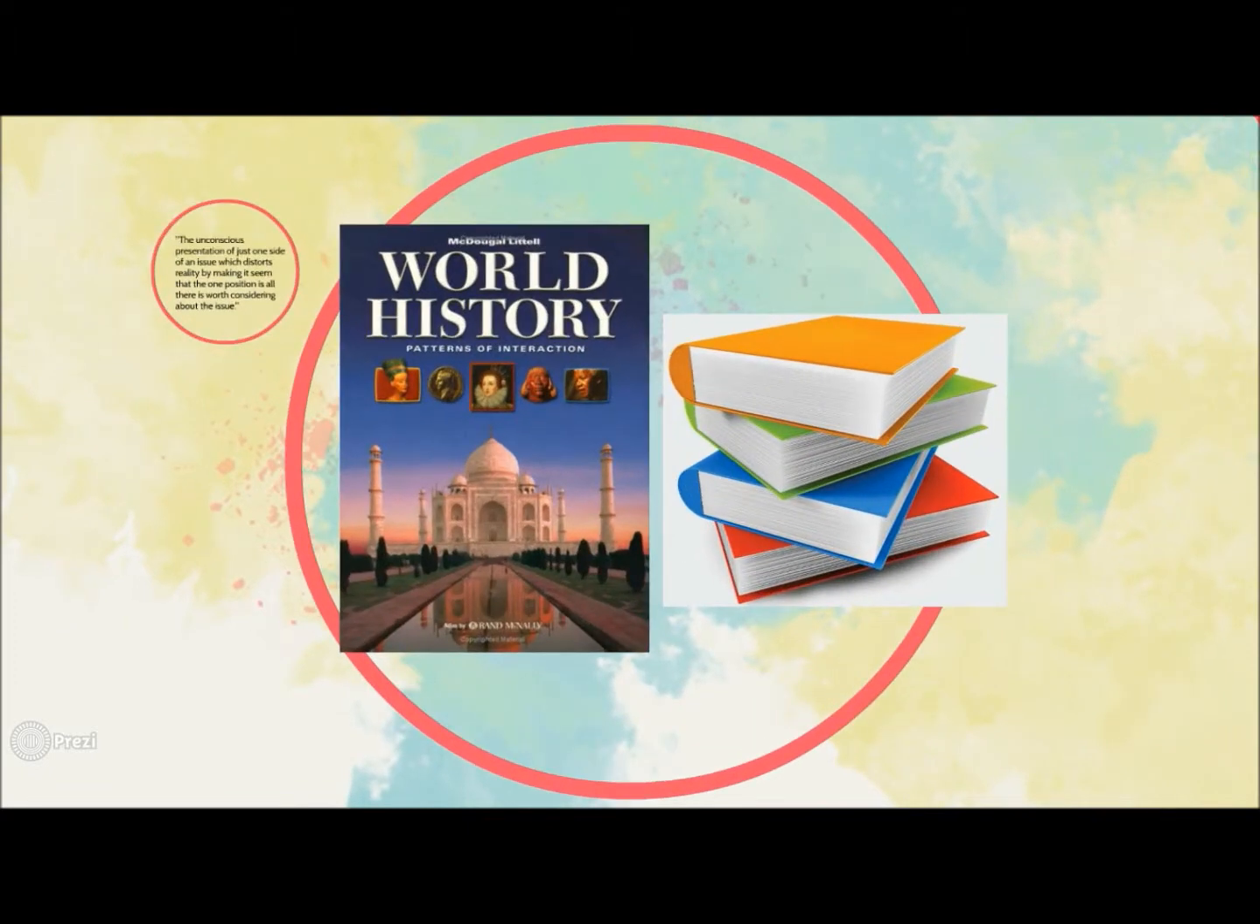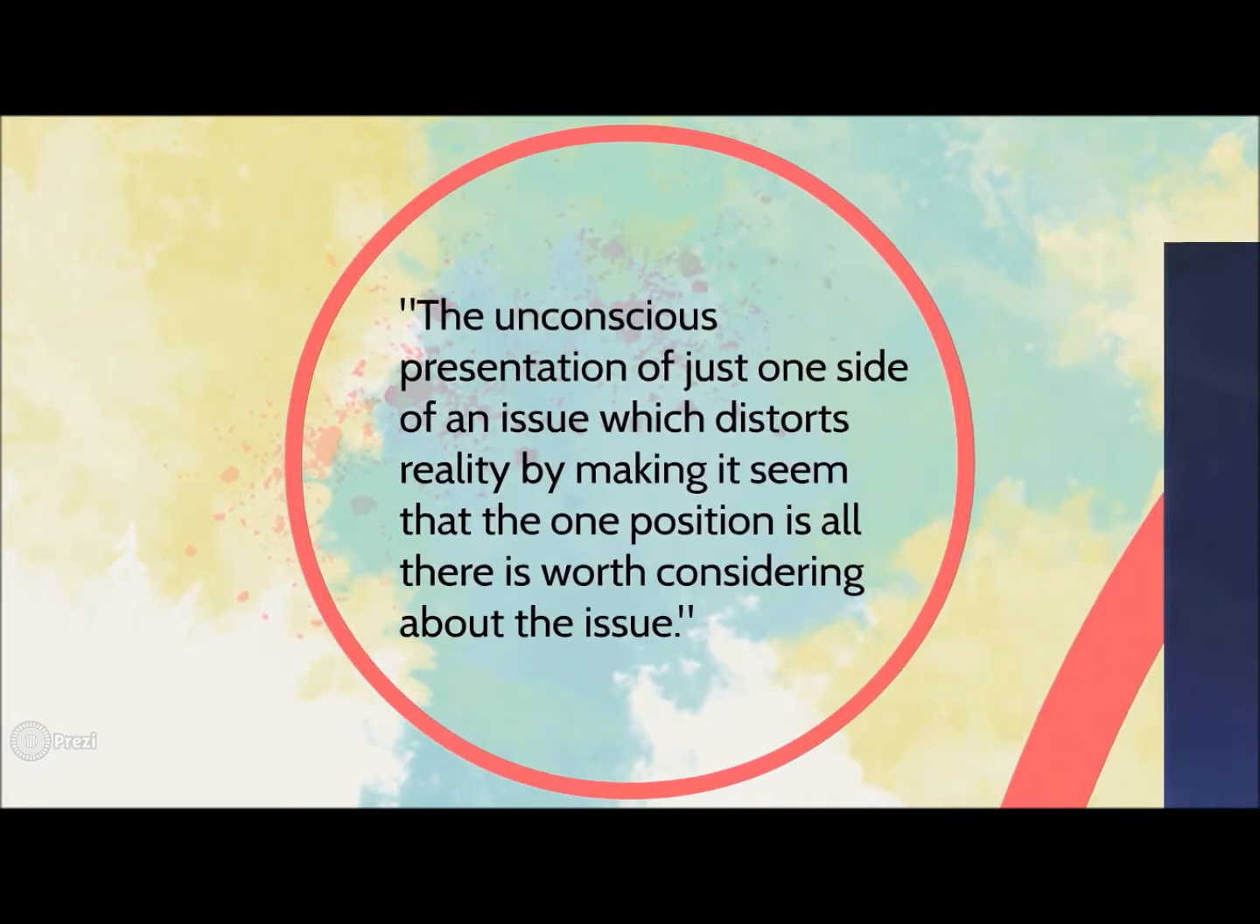Some teachers teach their history students in the form of a textbook class where their only resource is the prescribed textbook. This may be due to limited funding or time restrictions. Nevertheless, the textbook should not be the only resource used in the history classroom. According to the article, when a textbook is used as the only source of information, students tend to accept the author's statements without question. The article also talks about the unconscious presentation of just one side of an issue, which distorts reality by making it seem that the one position is all there is worth considering about the issue.